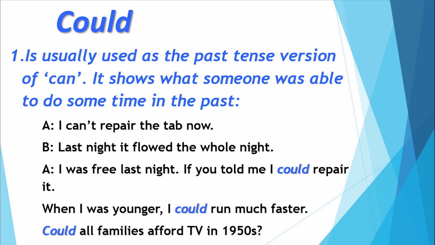Could. This is usually used as the past tense version of can. It shows what someone was able to do sometime at some stage in the past. Let's look at this short dialogue. A. I can repair the tap now. B. Last night it flowed the whole night.